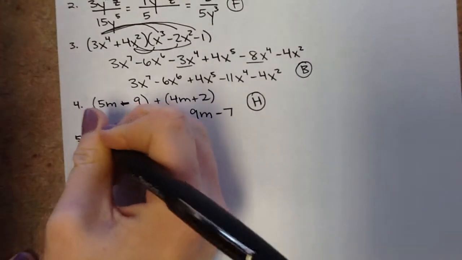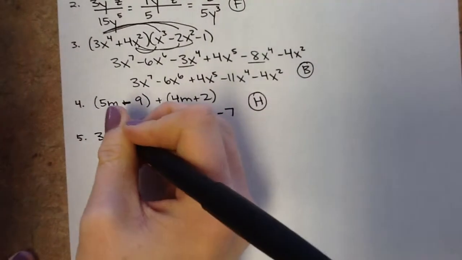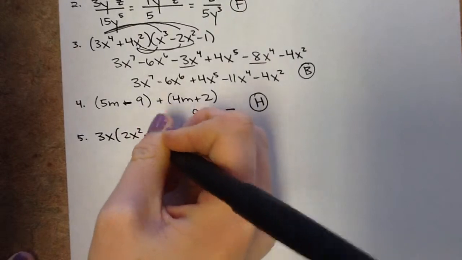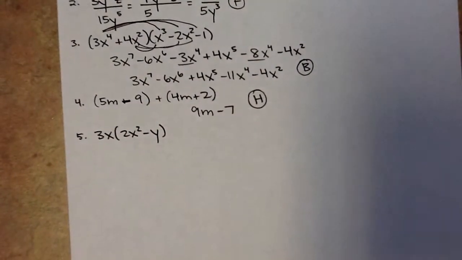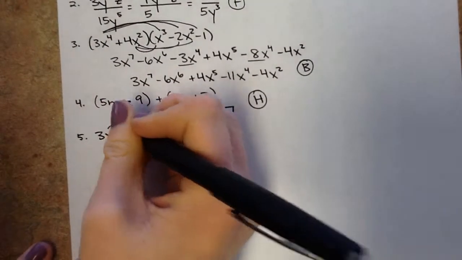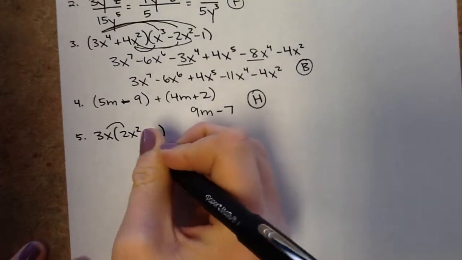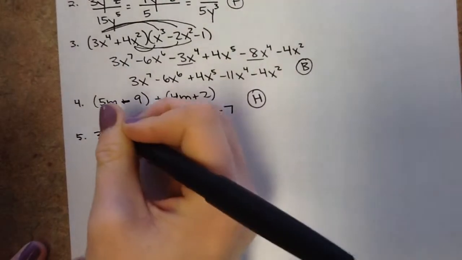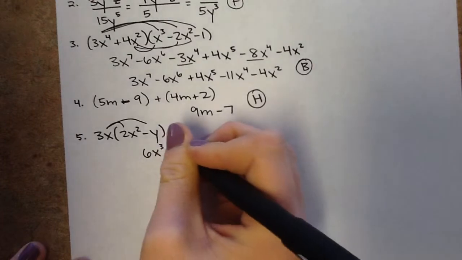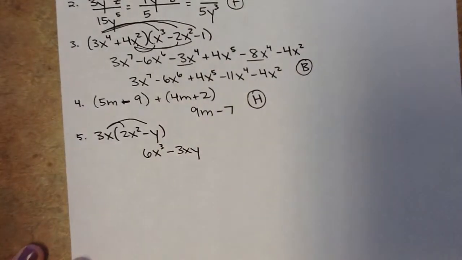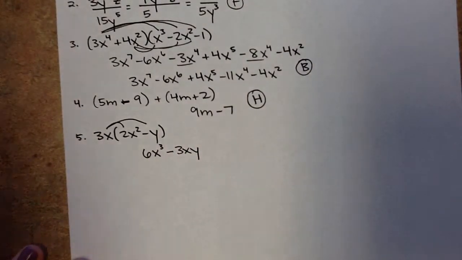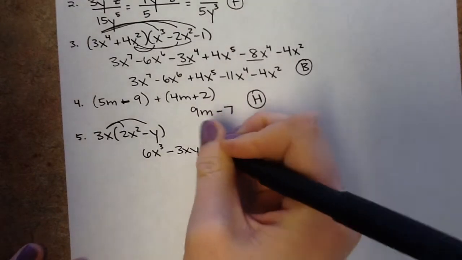Okay, simplify this. This is like a distributing sort of thing. Okay, so we've got this 3x on the outside. You're going to distribute it to all the other terms. So multiply here. So we get 6x to the 3rd. Distribute this here, and then minus 3xy. So that one wasn't so bad either. That matches with letter D.